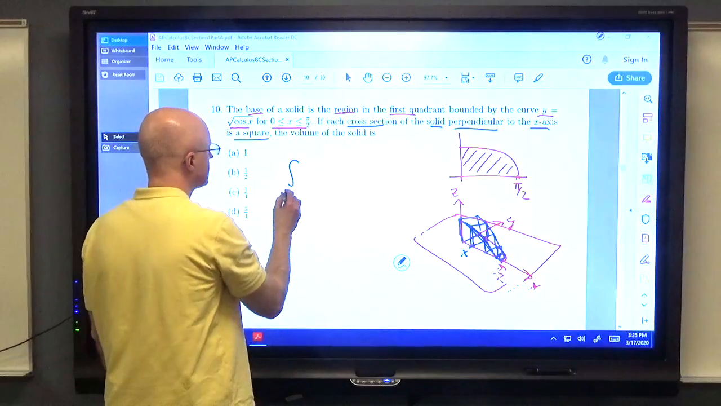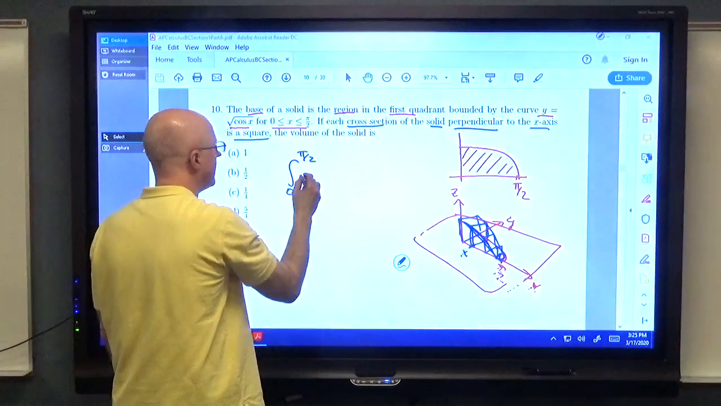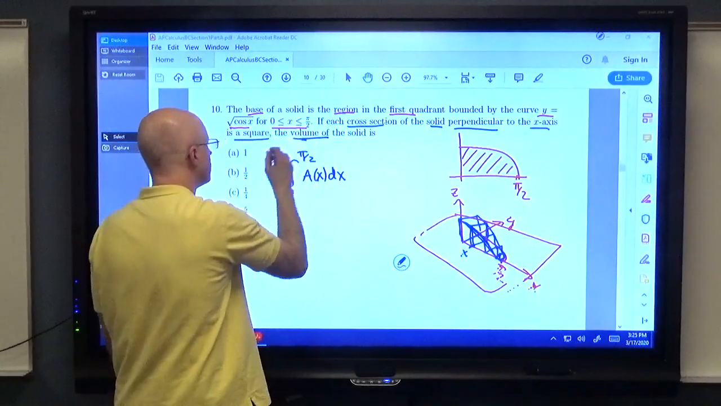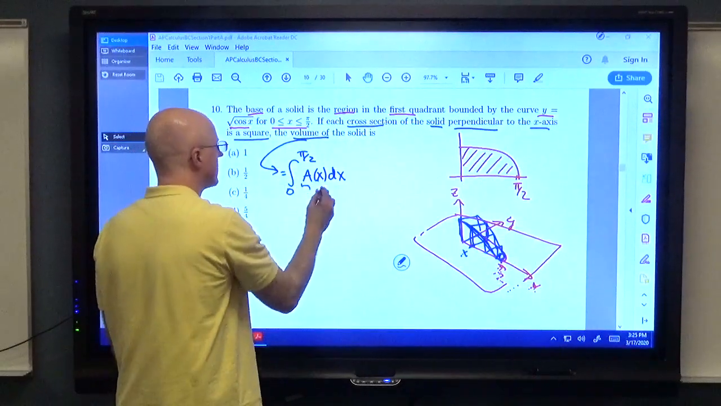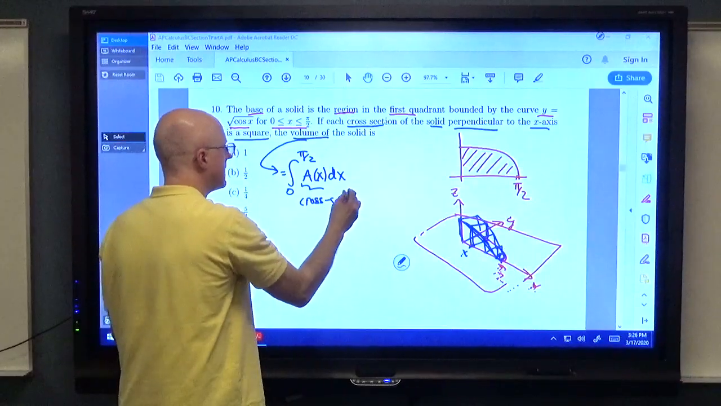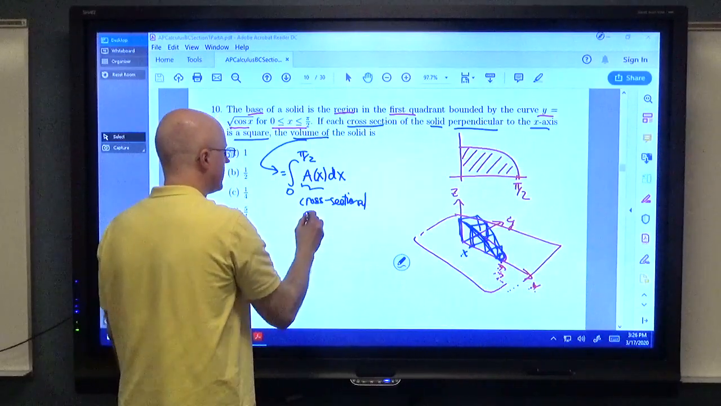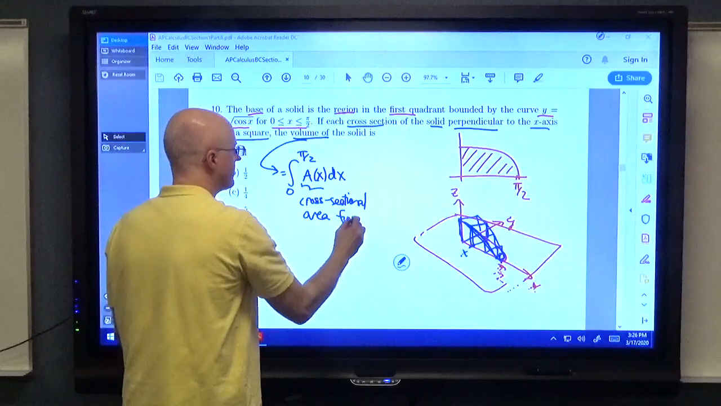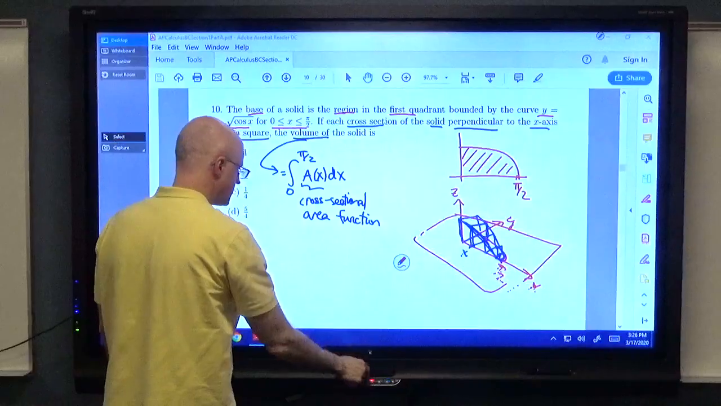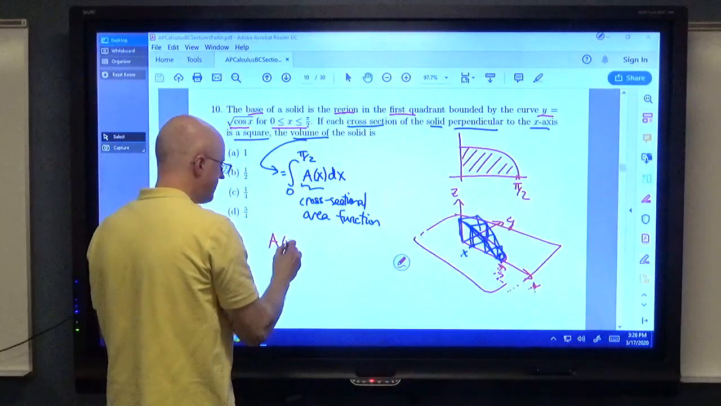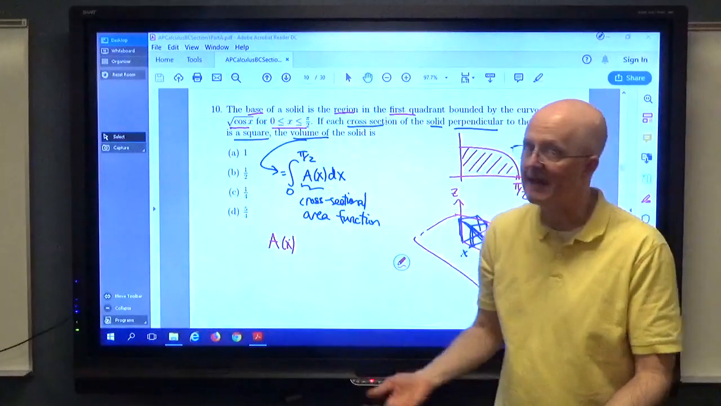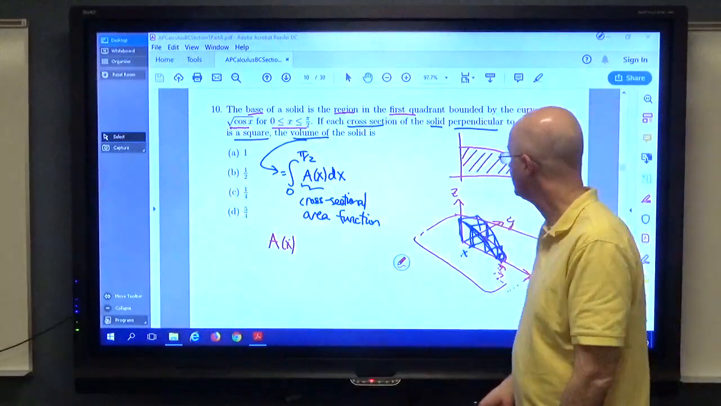The integral from 0 to pi over 2 of the cross-sectional area function is going to be the volume that we want. This is the cross-sectional area function. In this case, it's kind of nice because the cross-sectional area function can be found fairly simply as just base times height, or the base of a square squared.